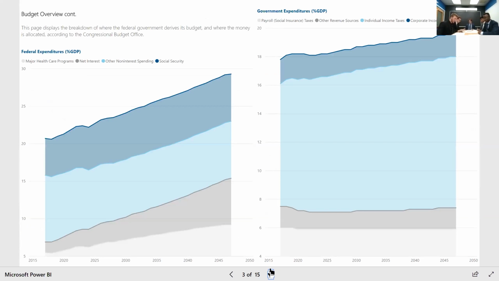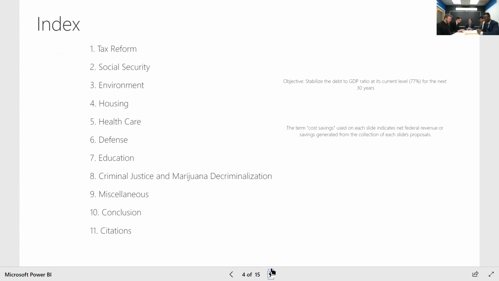This page displays figures from the Congressional Budget Office that illustrate the breakdown of where the federal government derives its budget and how the money is allocated. These are the issues that we'll be covering. The term cost savings, displayed on each slide, indicates net federal revenue and/or savings generated from the proposal.